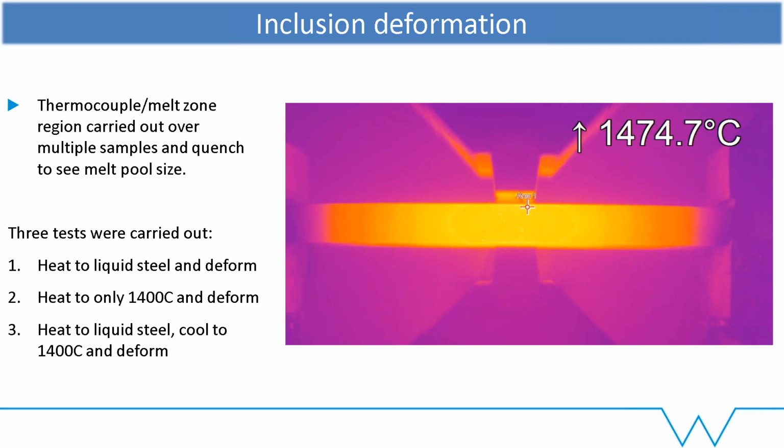Second one, we're going to do the complete opposite. We're going to heat up and stick with complete solid, so 1400 degrees, everything's still nice and solid at that temperature. And then the third one, we're heating up to a liquid core, hold for a while, and then cool back down to 1400 where we're solid.